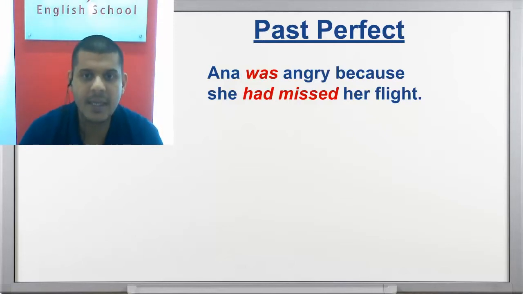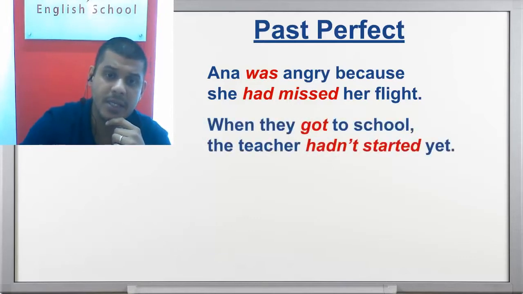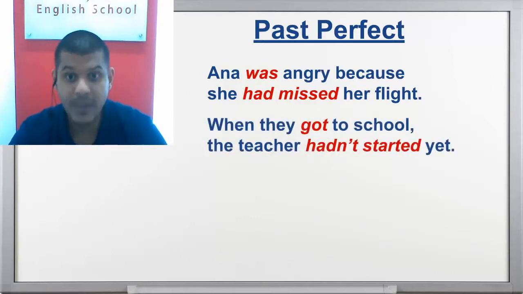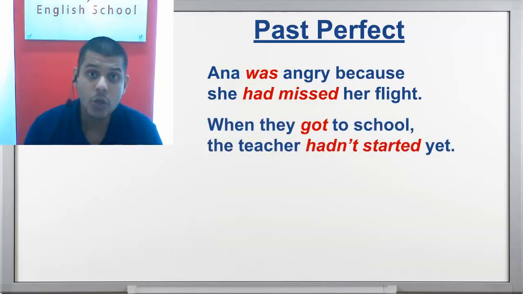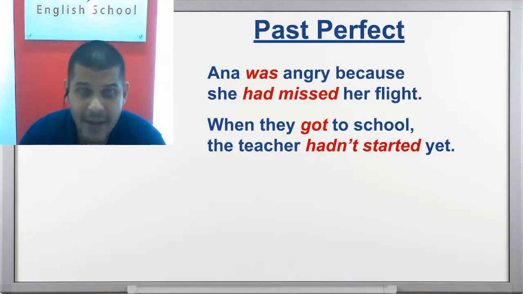So look at the example I have again. Anna was angry because she had missed her flight. Okay? Now, let's move on to the other example I have here, which is when they got to school, the teacher hadn't started yet. So when they arrived there, the teacher hadn't started the class. Probably he was going to start the class after they arrived.